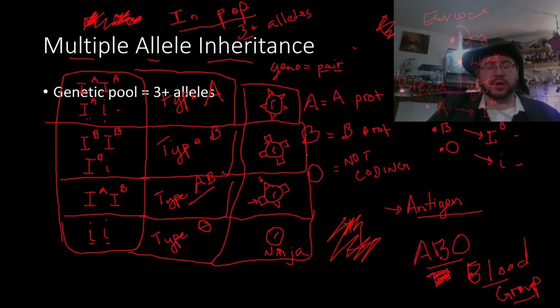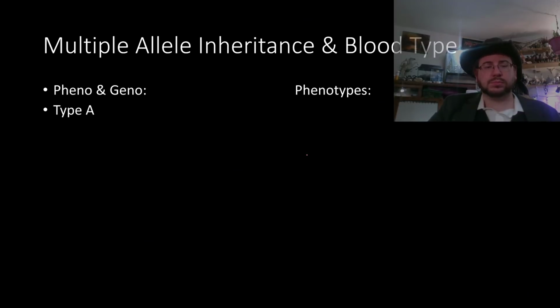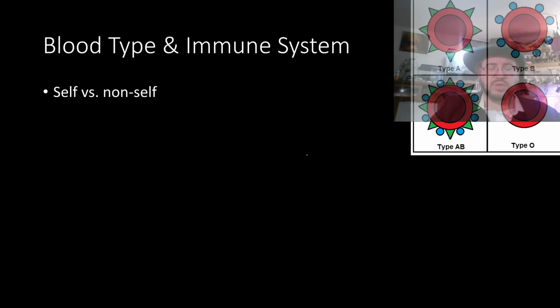Anyway, so genetic pools have 3 or more alleles. You only get 2. Blood type ABO. There we go. Did all that, but much more attractively. This is a terrible internet thing. I'm better. Uh, there's the immune system.